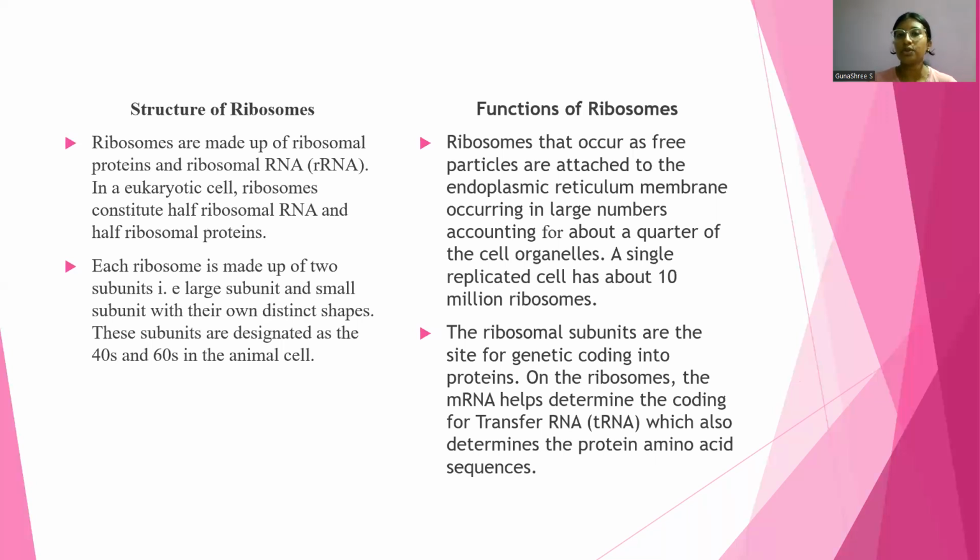Functions of the ribosome. These will occur as free particles or be attached to the endoplasmic reticulum membrane, occurring in large numbers. A single replicated cell will have about 10 million ribosomes. The ribosomal subunits are the site for genetic coding into proteins. On the ribosomes, the mRNA will help to determine the code for transfer RNA, that is tRNA, which will determine the protein amino acid sequences.